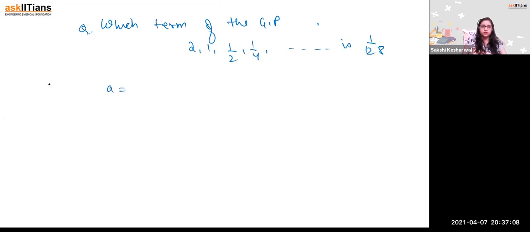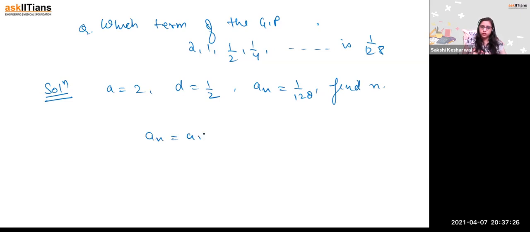So you have a, this is the solution, right? So your a is equal to 2. Your r is equal to 1/2, right or not? Yeah. And you know that a_n is equal to 1/128. Now you know the formula. You have to find n, right or not? So to find n, a_n is equal to ar^(n-1). So it will be 1/128 is equal to 2 into (1/2) to the power n minus 1.